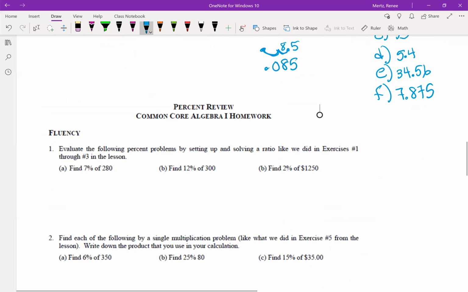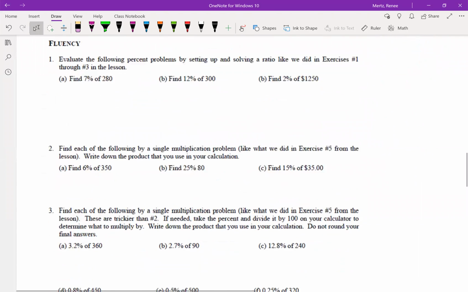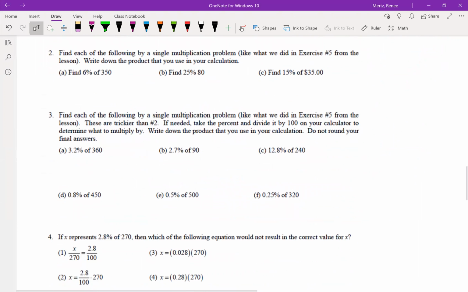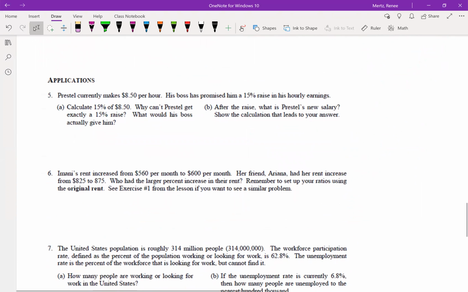All right. Good luck on the homework. If you're confused about how to set it up as a single expression, please ask. So we're just doing what we did in that example to solve these.